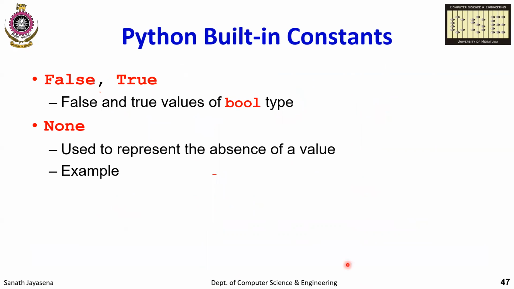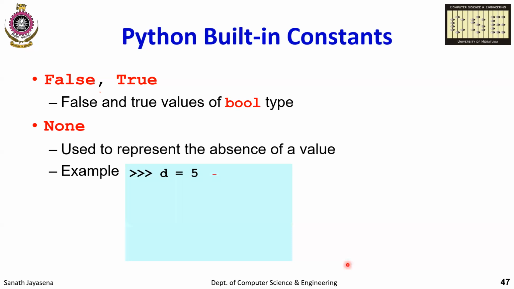Right. Then Python also has some built-in constants. So this False, True, None, these are built-in constants. They have some special meaning. False and True are the values of bool type. None is used to represent the absence of a value.